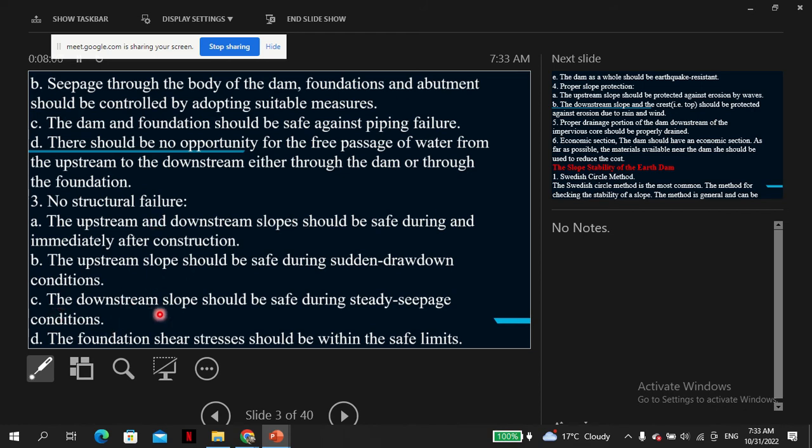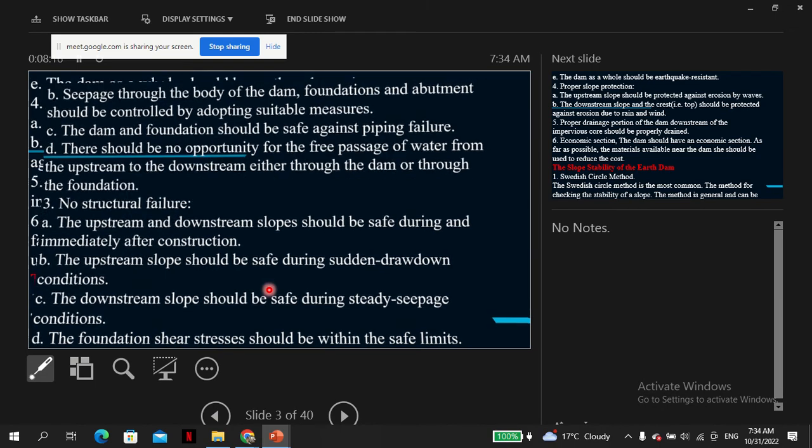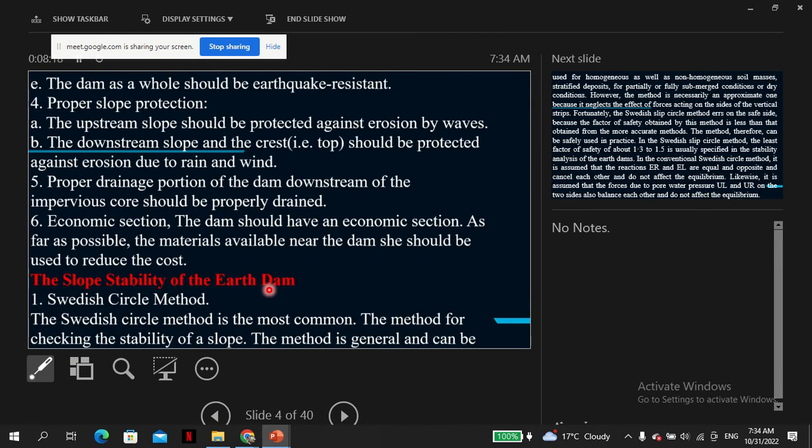Also, the downstream slope should be safe during steady seepage conditions. The foundation shear stresses should be within safe limits. The dam as a whole should be earthquake resistant. Of course, you're lucky that this country experiences minimal earthquakes, but either way, we are going to also talk about earthquakes because I don't think you're being trained only to practice in this country.